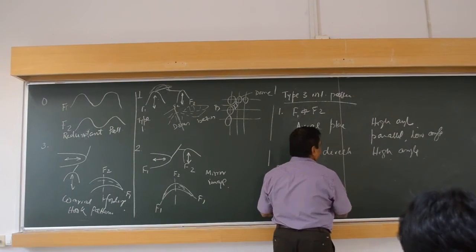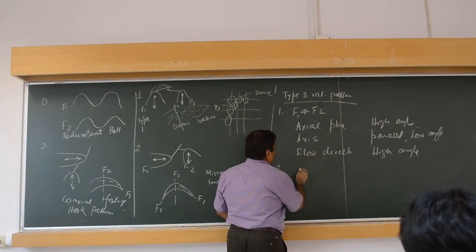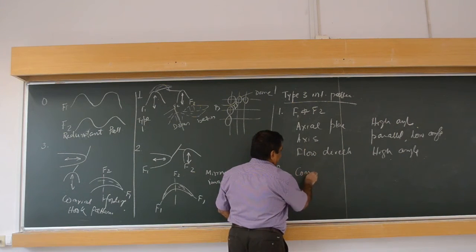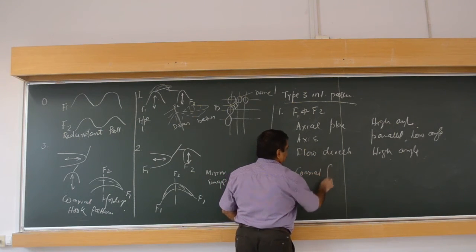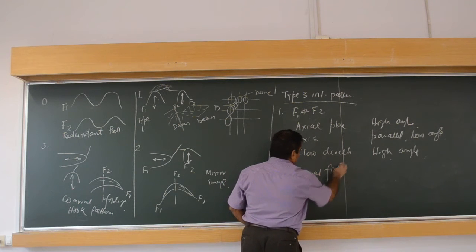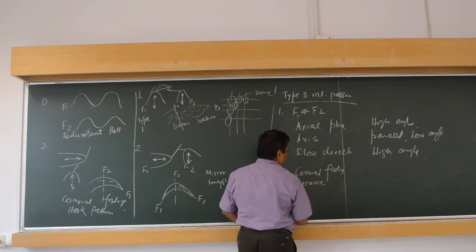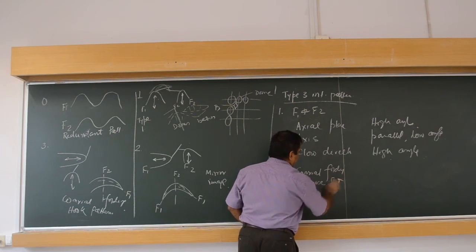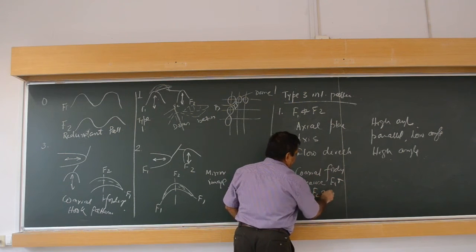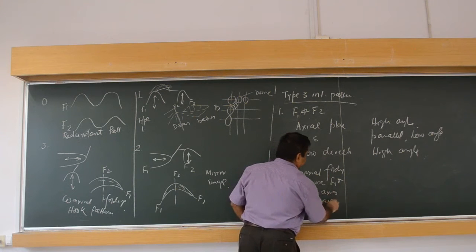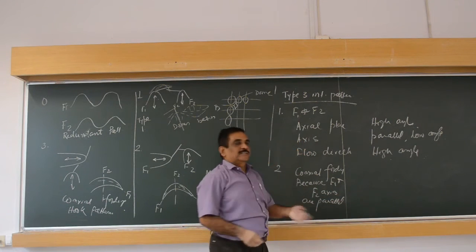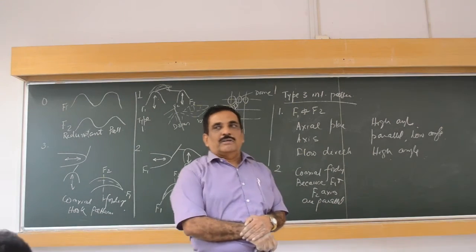Different names. It is called coaxial folding. Why is it called coaxial folding? Because the axes are parallel. Because F1 and F2 axes are parallel, that is why it's called coaxial. They are getting folded about the same axis. Understood?